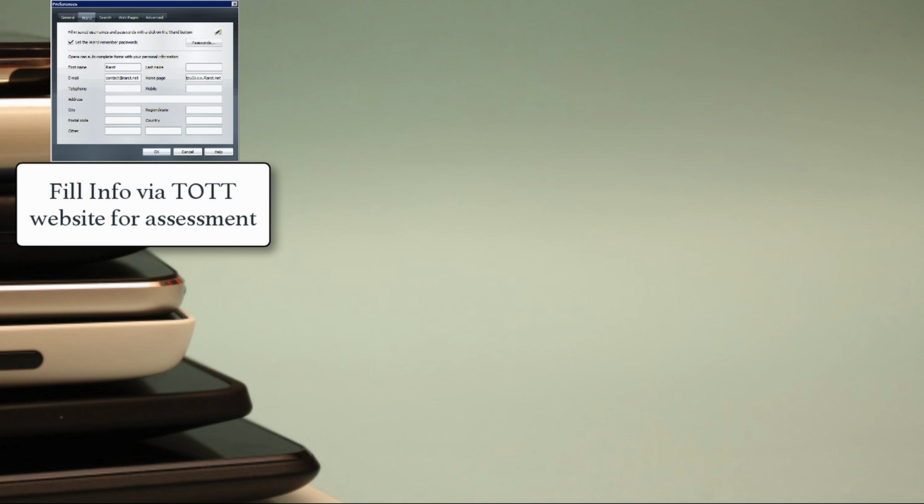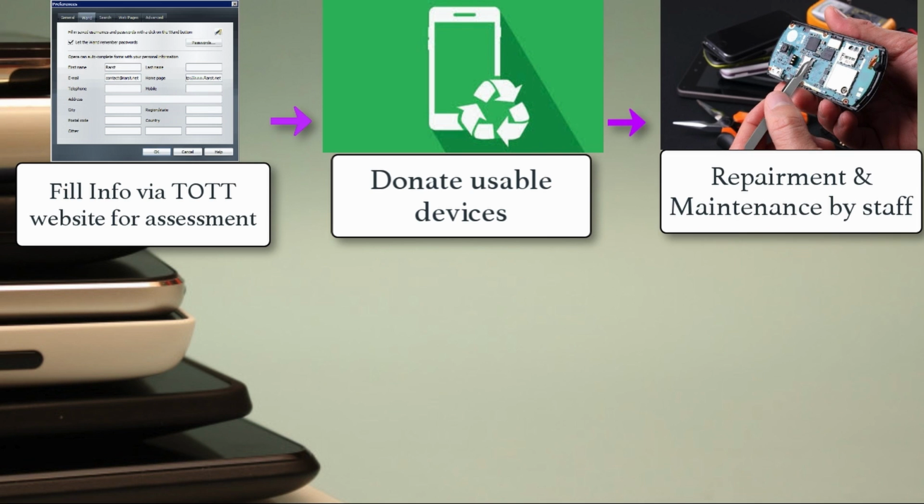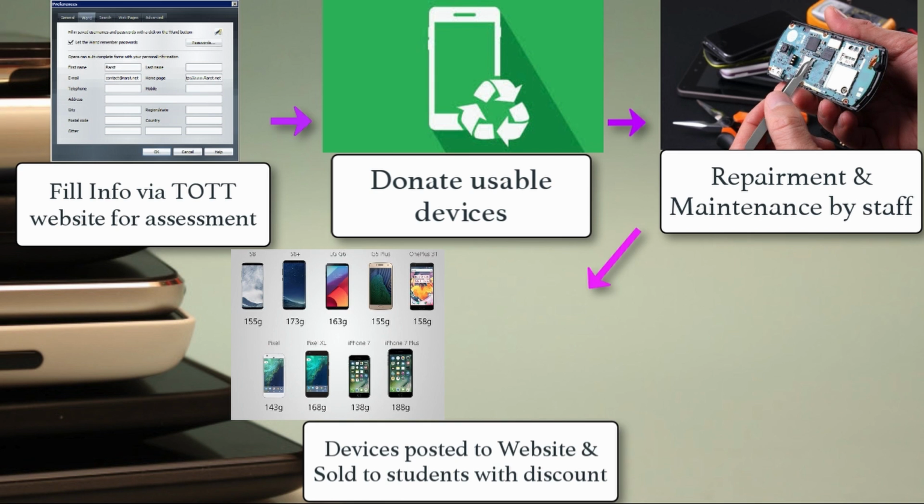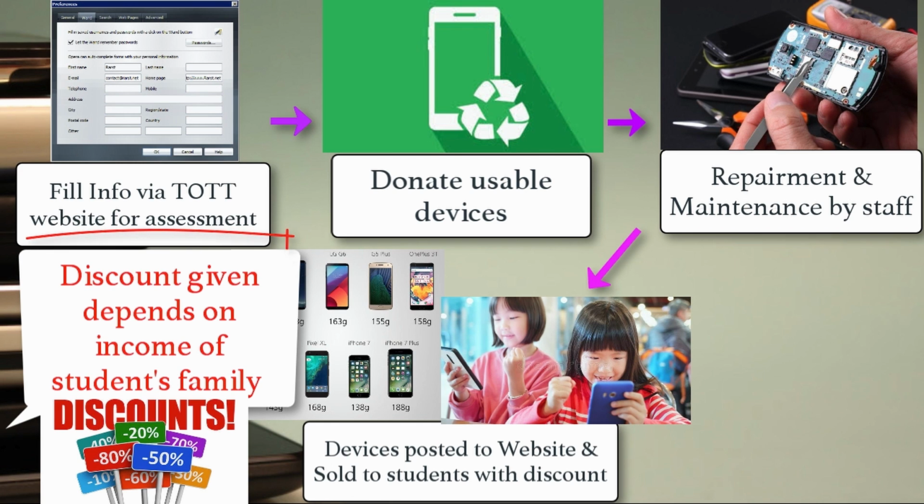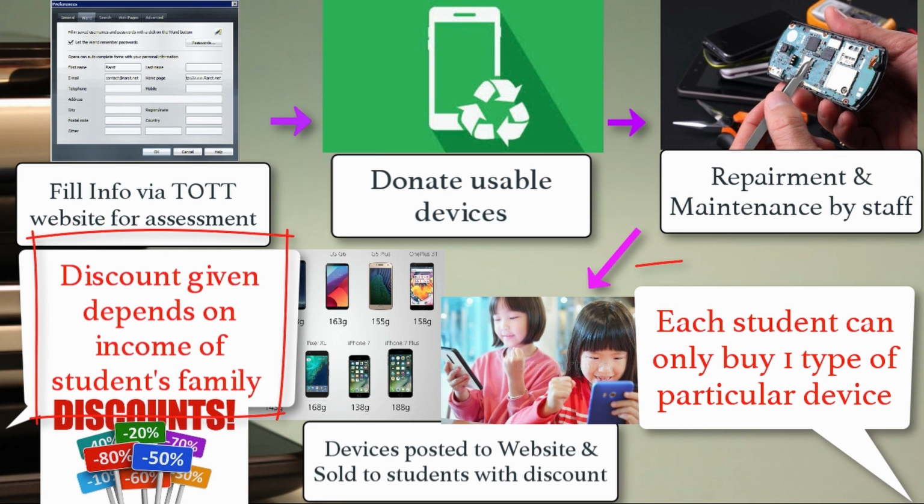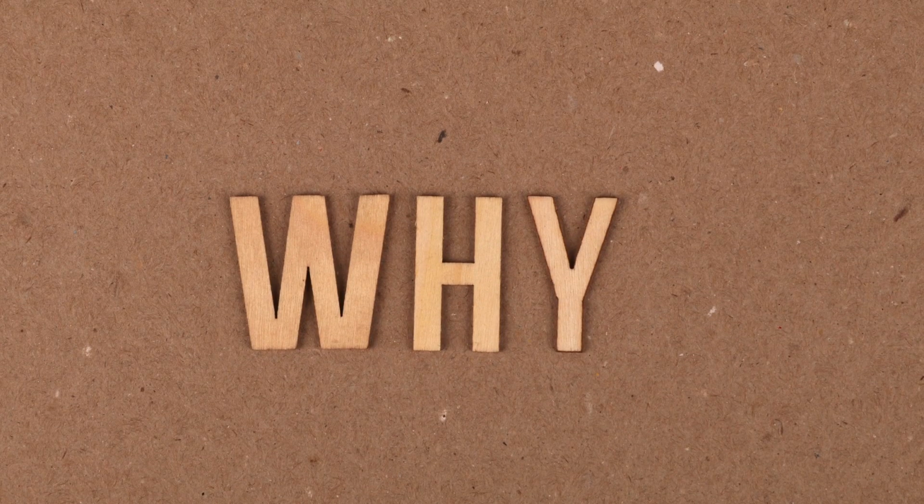Firstly, citizens have to fill up some required information via the TOT website before donating their maintainable gadgets. The donation would then be repaired by our technical staff. After maintenance, usable gadgets would be posted on the website and sold to students in need with discounts. The discount rates will be higher for those students with lower household income. To reduce the administration cost, the maximum amount of digital gadgets purchased by each student should not exceed 1.